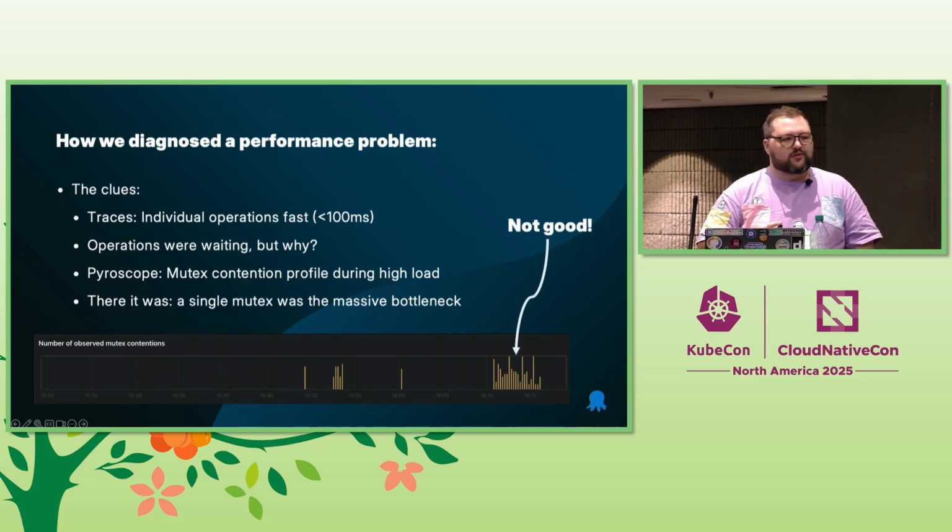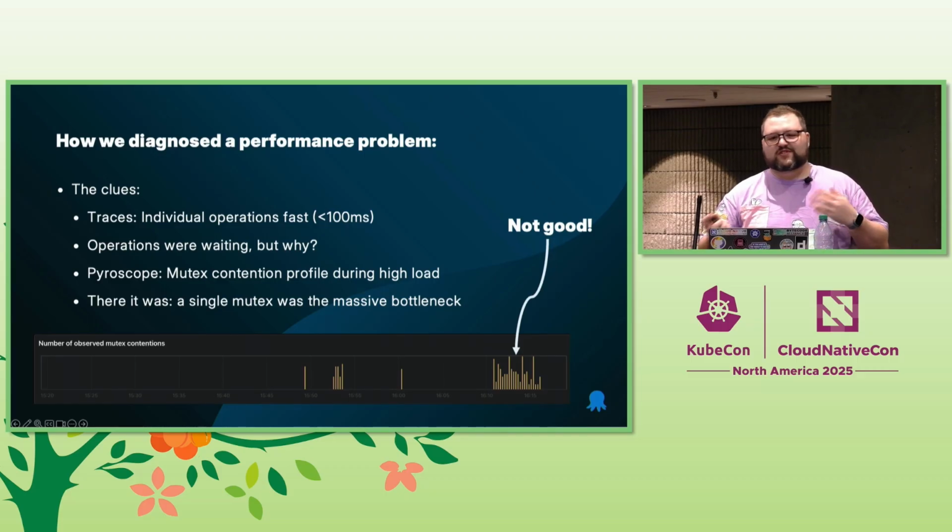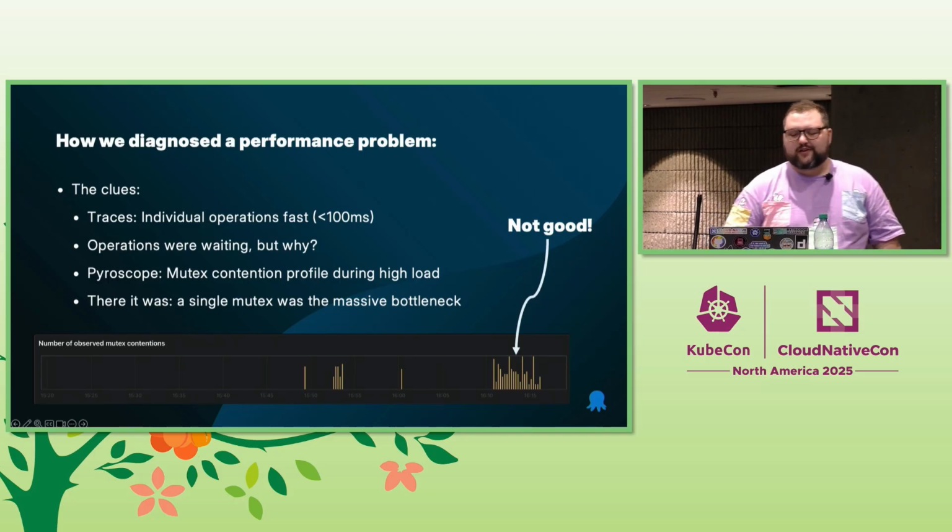As a quick example of how we used this kind of observability stack to diagnose a performance problem locally, we were seeing a strange issue where all of our traces were fast. Everything was under 100 milliseconds. The CPU was perfectly fine, not being hammered at all. The memory was high, but it wasn't crazy. But everything was still really slow.